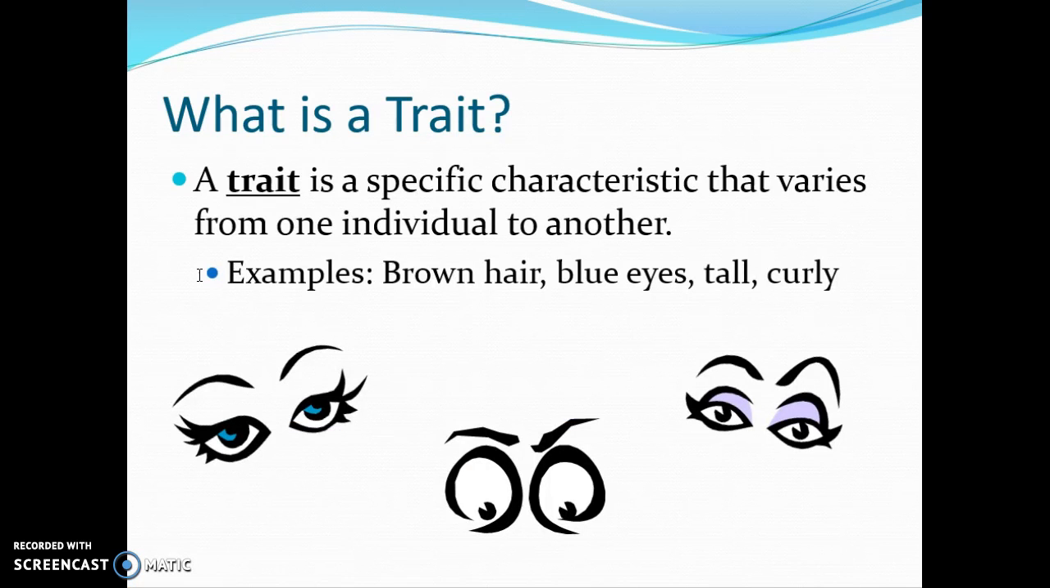The first word is trait. A trait is a specific characteristic that varies from one individual to another. Some examples of traits would be hair color, eye color, height, curly hair, straight hair, wavy hair, whether you have a hitchhiker's thumb or not, widow's peak or not, attached earlobes or not. All of those are examples of traits.